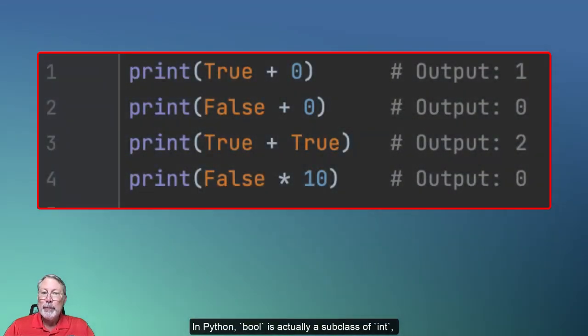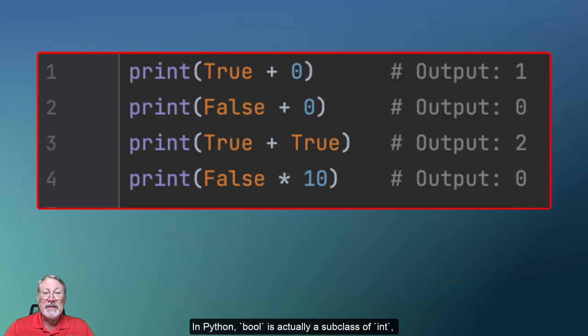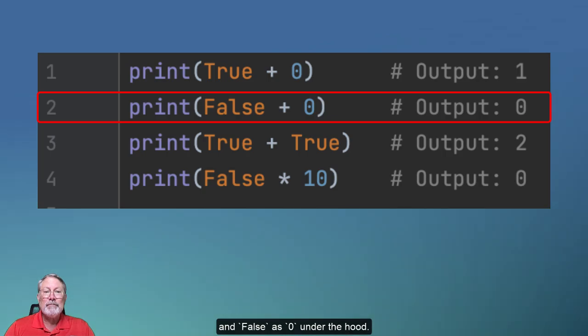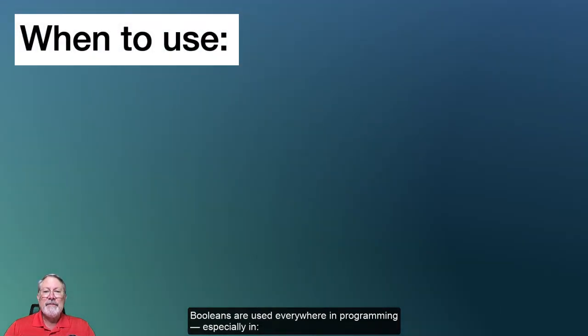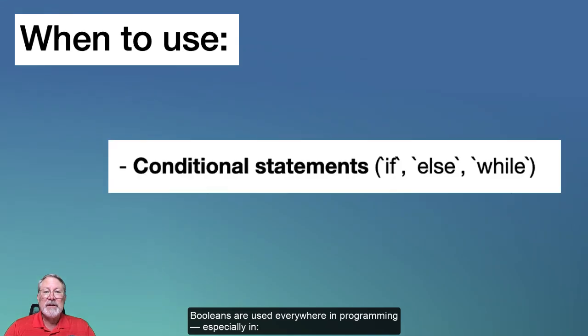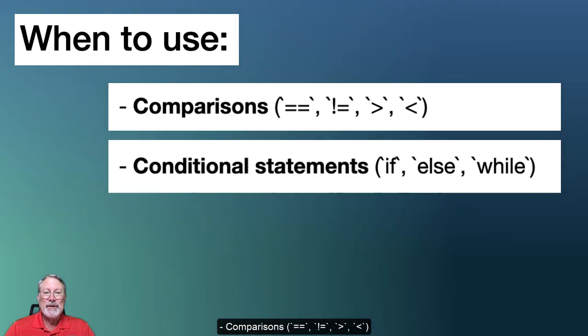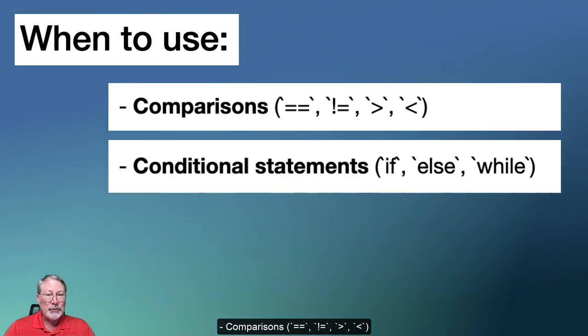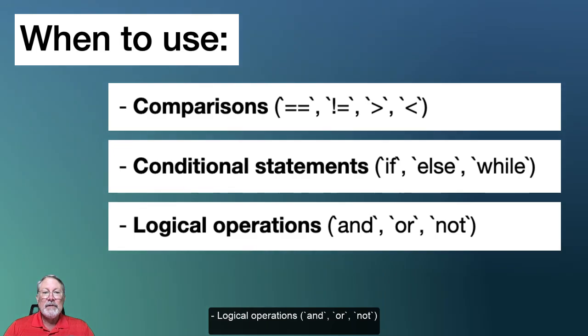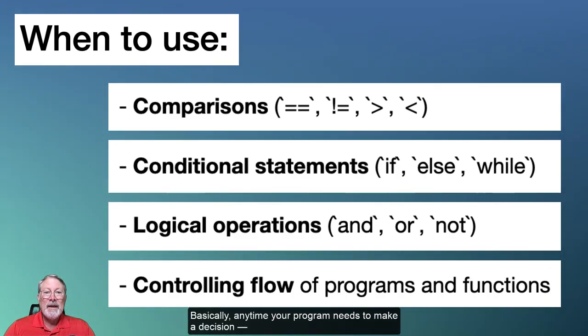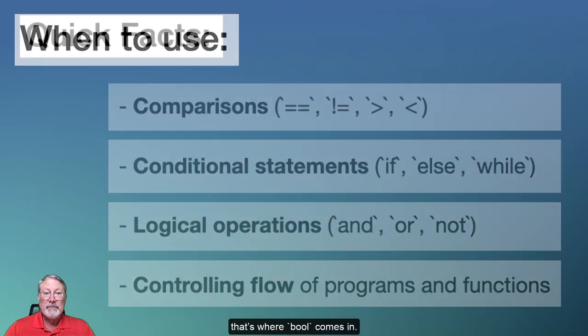In Python, bool is actually a subclass of int, which means true is treated as 1 and false as 0 under the hood. Booleans are used everywhere in Python programming, especially in conditional statements like if, else, and while, comparisons when using operators like equal to, not equal to, greater than, or less than, and logical operations like and, or, not, and even controlling flow of programs and functions. Basically, anytime your program needs to make a decision, that's where bool comes in.